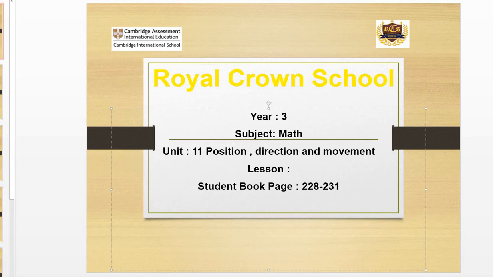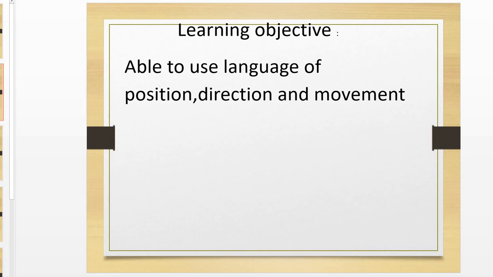Today is a very nice morning and we are going to learn maths from unit 11. We are starting another new unit 11 about position, direction and movement from our student book page 228 to 239. And our objective is by the end of this lesson, you will be able to use language of position, direction, and movement. But first of all, before I start our lesson, I want us to go to the video and watch YouTube for more clarification.